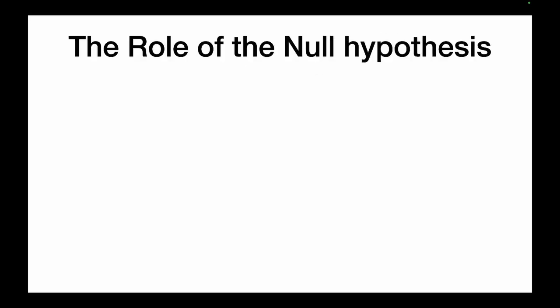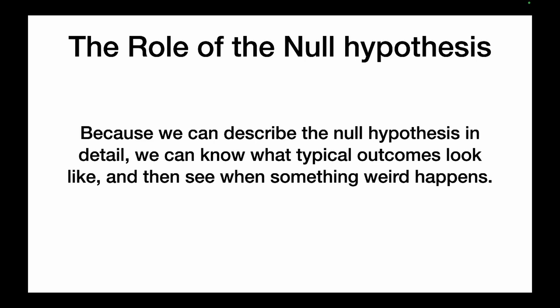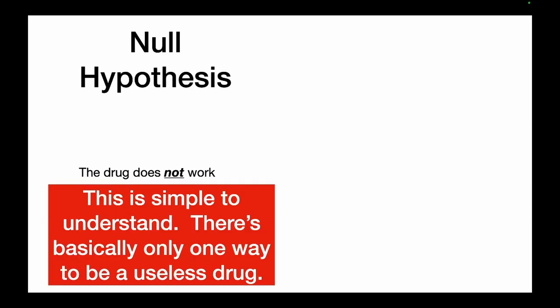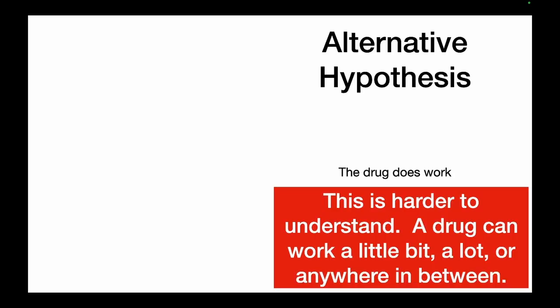What is the role of the null hypothesis? Well, because we can describe the null hypothesis in detail, we can know what typical outcomes look like, and then see when something weird happens. So, for example, the drug does not work. This is a simple thing to understand. There's basically only one way to be a useless drug. It's that you don't work, just like a placebo. The alternative hypothesis that the drug does work is much harder to understand. A drug can work a little bit, a lot, or anywhere in between.